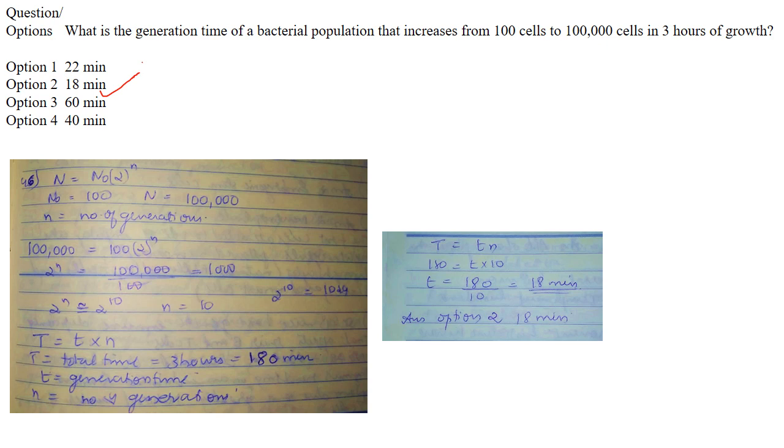Now substitute in the formula T is equal to t times n, where capital T is total time, small t is generation time, and small n is the number of generations. So capital T is 180 minutes, since 3 hours is 180 minutes. That is equal to t times 10. So option 2, that is 18 minutes, is correct.